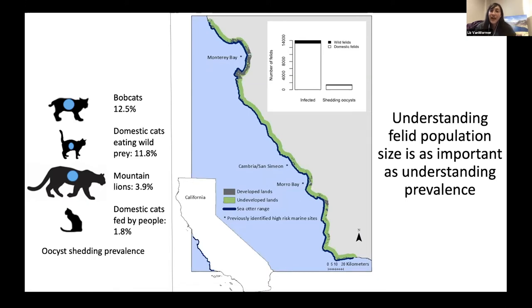We really need to understand how many animals are out there, right? What are the populations like to get an understanding of impact? Is this a domestic animal source? Is this a wildlife source? And so when we looked at the numbers of cats associated with human development and wild felids associated with more undeveloped lands along the coast, we think that there are a lot of domestic cats, these white boxes, contributing to the oocyst load in the environment. So that gives us a clue that people are playing a role, right, through our domestic cats and our associated landscape development in this question of sea otter health and in human exposure.